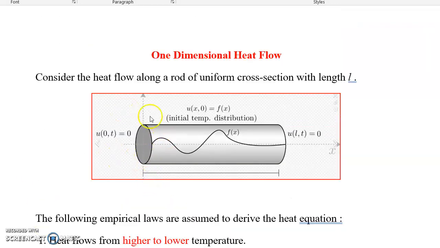And assuming that the rod is maintained at zero temperature at both the ends and given some initial temperature, how does the heat flow vary along each and every point of the rod? So this is a major problem we are going to solve in this particular section.